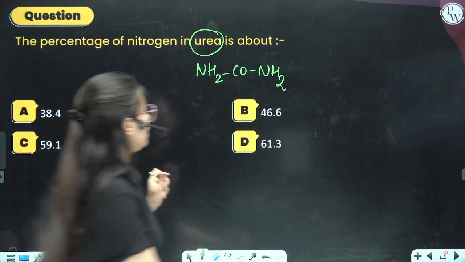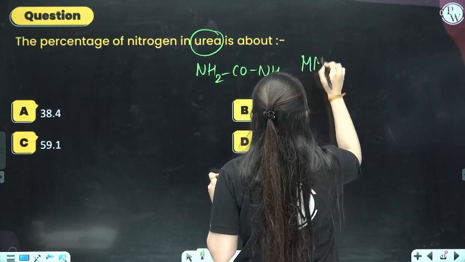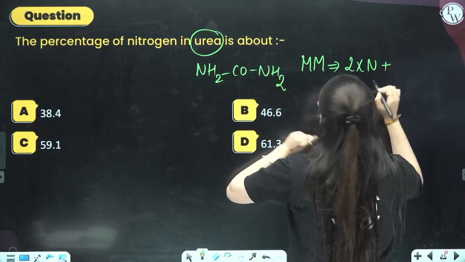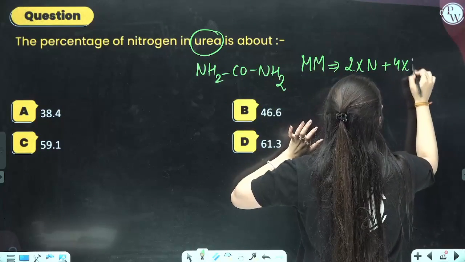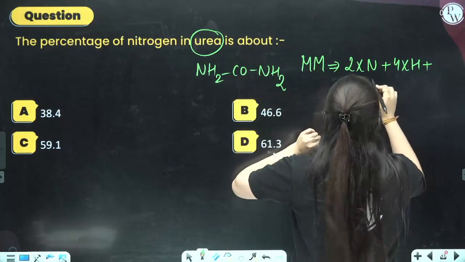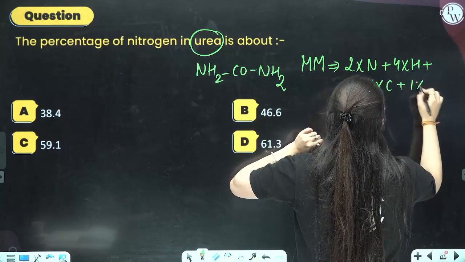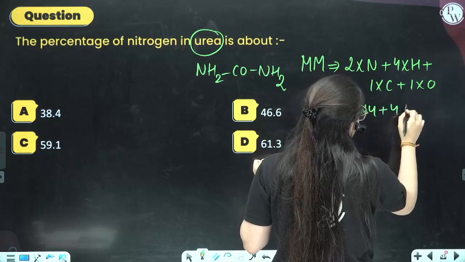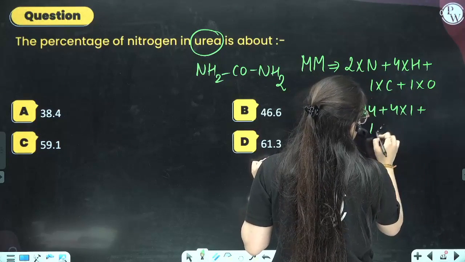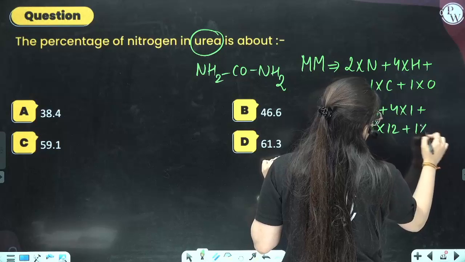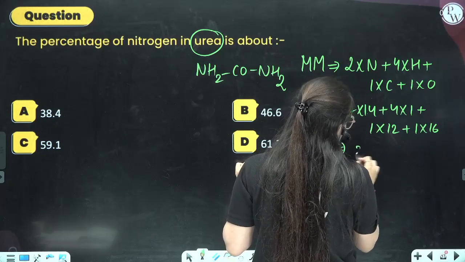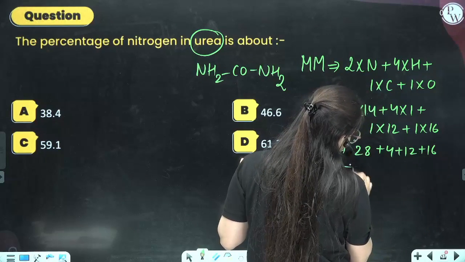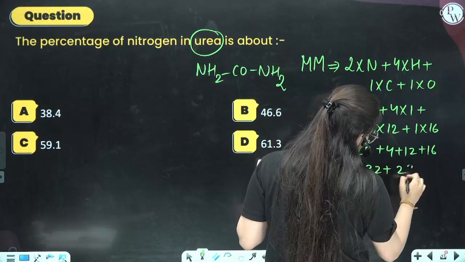Okay, now can we calculate the molecular mass? How many nitrogen? Total of 2 nitrogen. So 2 into nitrogen mass plus how many hydrogen? Total 4 hydrogen. So 4 into hydrogen mass plus how many carbon? 1 into carbon mass plus 1 into oxygen mass. That means 2 into nitrogen mass is 14 plus 4 into hydrogen mass is 1 plus 1 into carbon mass is 12 and 1 into oxygen mass is 16. So this comes out to be 28 plus 4 plus 12 plus 16.